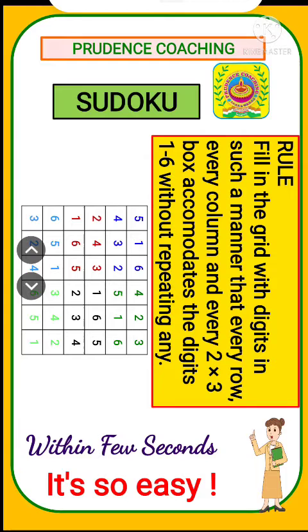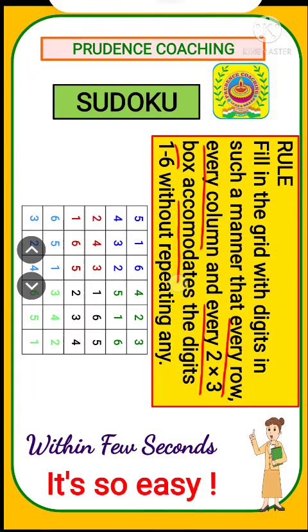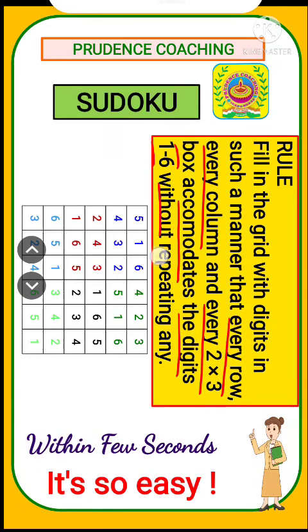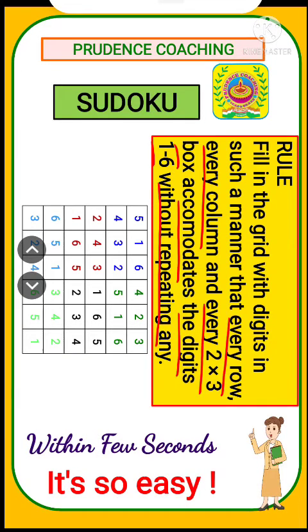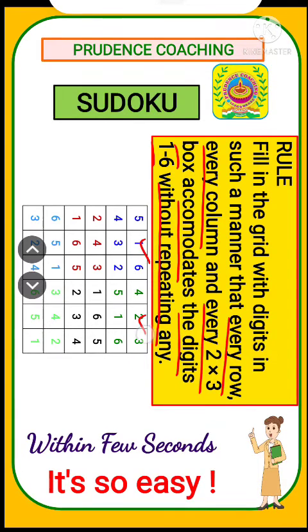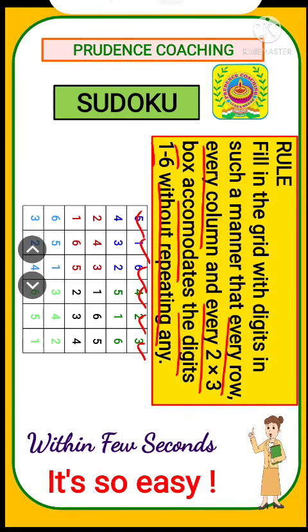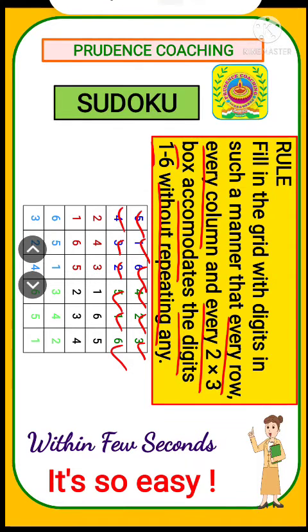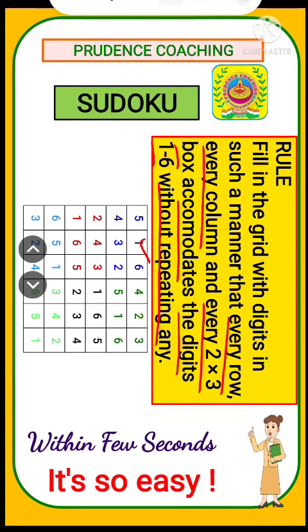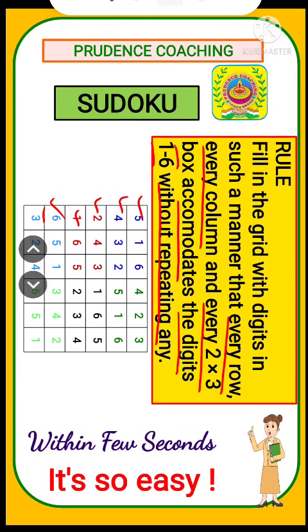So here it is said that every row, every column and every 2 into 3 box accommodates the digits 1 to 6, that means 1, 2, 3, 4, 5, 6, without repeating any. In this particular row there is no repetition of the digits. Here we have 1, 2, 3, 4, 5, 6. Here also you can see 1, 2, 3, 4, 5, 6. So no repetition in the rows. Now see the columns. Here you can see 1, 2, 3, 4, 5, 6. Similarly, in all these columns there is no repetition.